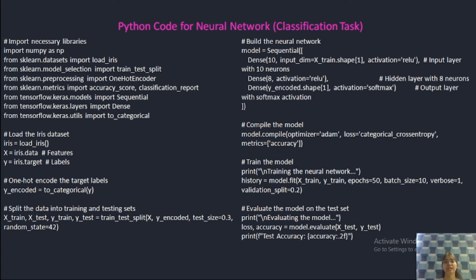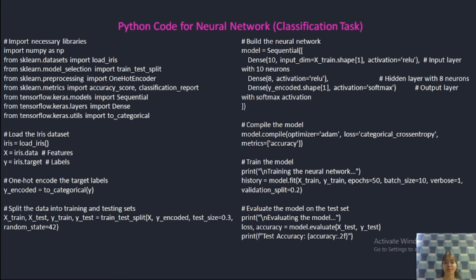Now build a neural network. This is the main part of the code. Here you are building a network. You are creating an input layer, a hidden layer with 8 neurons, and an output layer. Now you can compile the model using the model.compile method. Then you have to train the model by using the model.fit method.